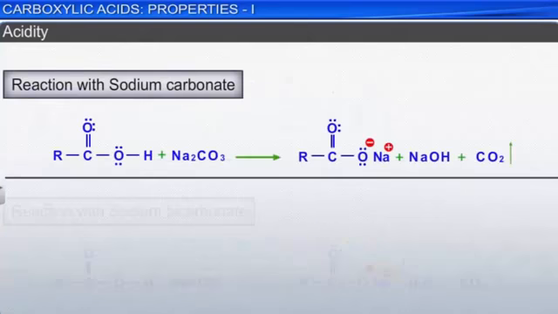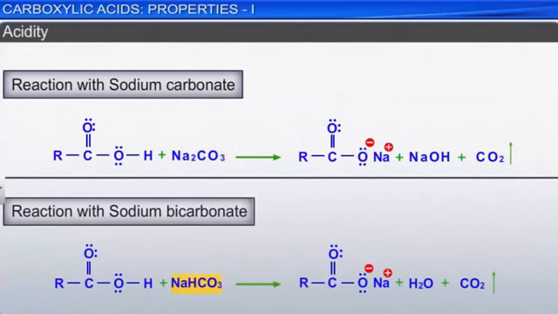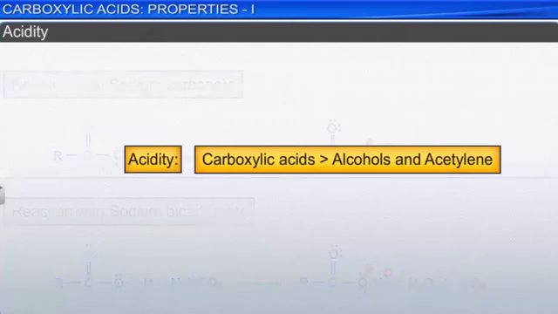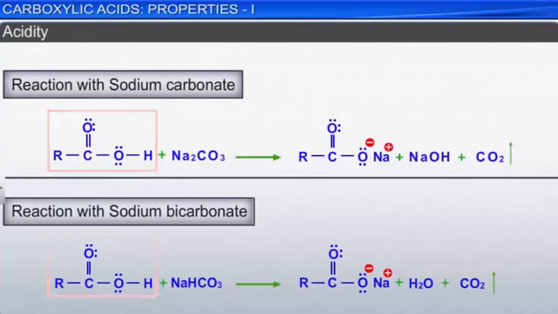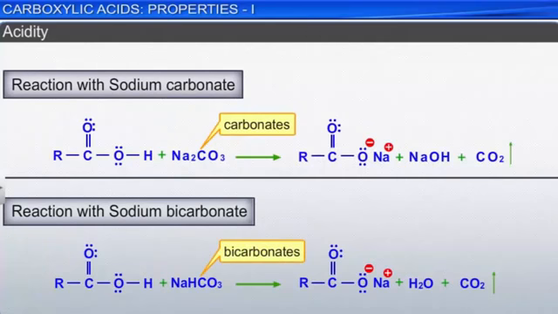carboxylic acids react even with weaker bases, such as carbonates and bicarbonates, to form the corresponding salts with the evolution of carbon dioxide. The reaction of carboxylic acids with weak bases clearly proves that they are tremendously more acidic than the very weak organic acids, alcohols and acetylene. Hence, the reaction of carboxylic acids with carbonates and bicarbonates is used to detect the presence of the carboxyl group in an organic compound.